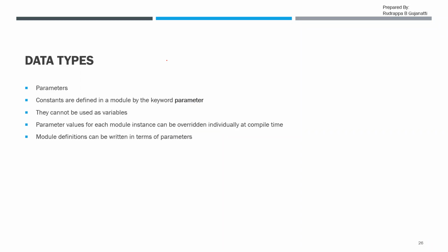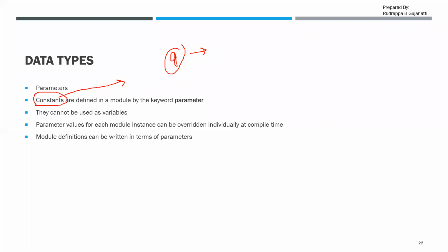Next, module definitions can be written in terms of parameters. We'll check this out in a later part of the syllabus. Whenever you are dealing with coding, constants are really helpful. For example, if you are trying to estimate some equation which uses acceleration due to gravity, which is a constant.